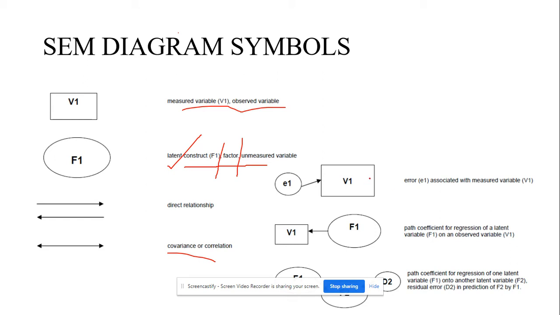Whenever there is a measured variable, you will normally see an error term associated with it. It is a small circle with e written in it, and an arrow coming to the observed variable.